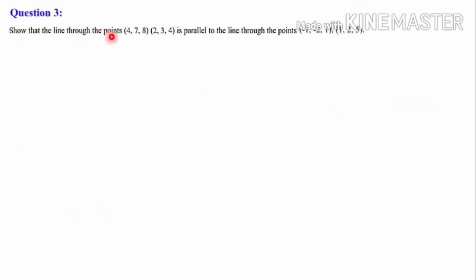Next, we shall discuss question number 3. The question is: show that the line through the points 4, 7, 8 and 2, 3, 4 is parallel to the line through the points minus 1, minus 2, 1 and 1, 2, 5. Here, we have to identify in which form the question is asked. Two points are given for each line, and we have to show that these two lines are parallel. So this is the 2-point form.